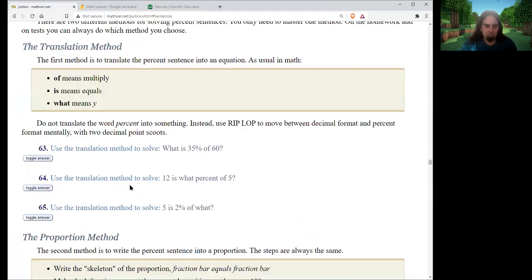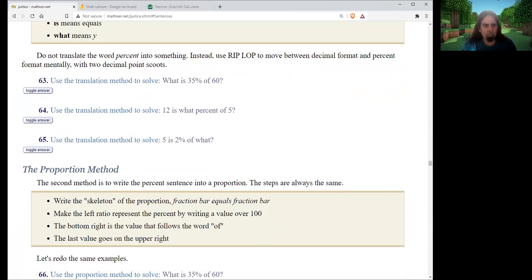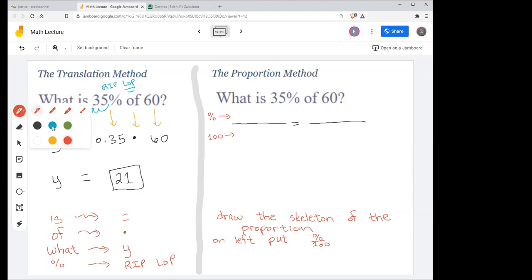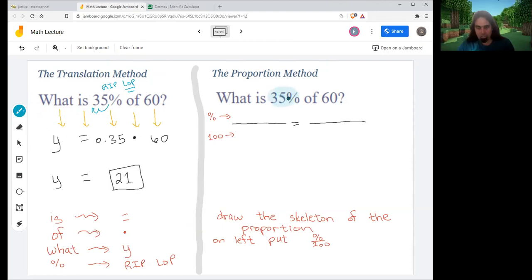Then, and let me double check on this one because I was asked to teach it a different way. Yes, the left side, we're going to put the percent over 100. So one of these things will be our percent. And the other, we're going to just use the number 100. So what's the percentage in this one? It's 35%. So that's going to go here. And then we just put 100 because we always put 100 in the bottom left.